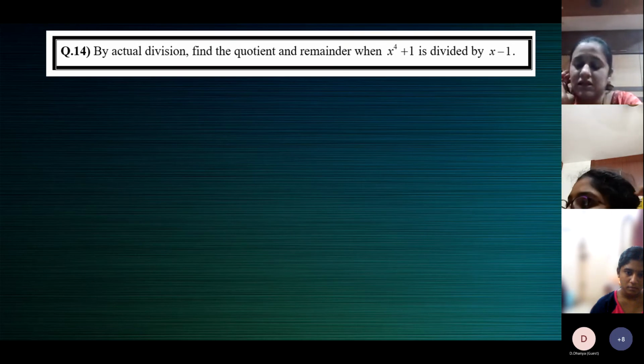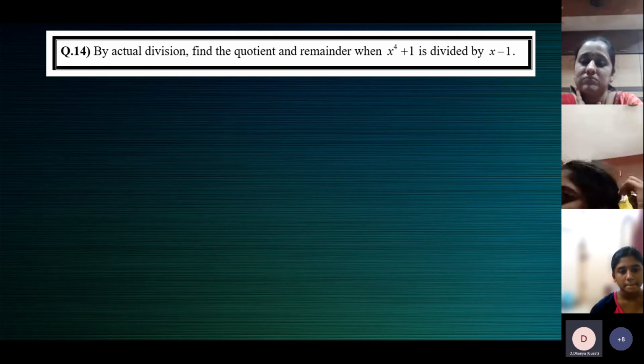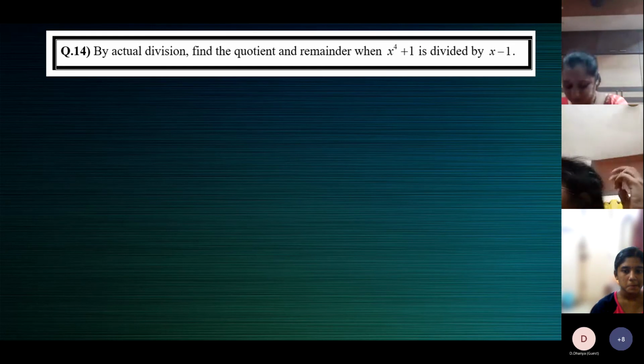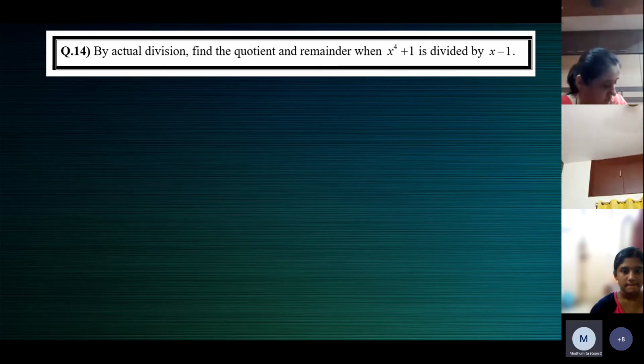Check the remainder using remainder theorem. Tanya, check your remainder using remainder theorem. Okay, ma'am. Ma'am, I actually made a mistake when subtracting it, ma'am. So my quotient is not correct, ma'am. Oh, your quotient is not correct? Yes, ma'am. Okay. Correct it and let me know. Yes, ma'am.